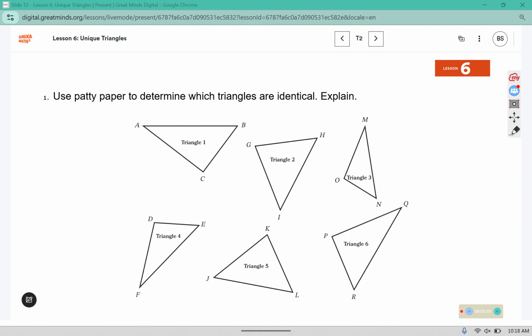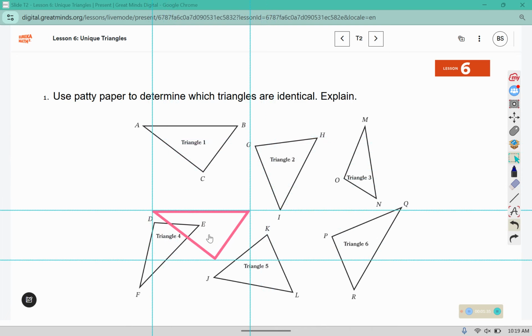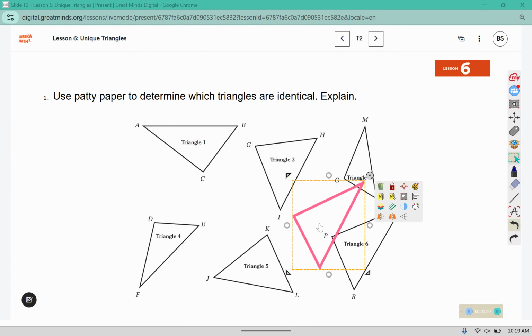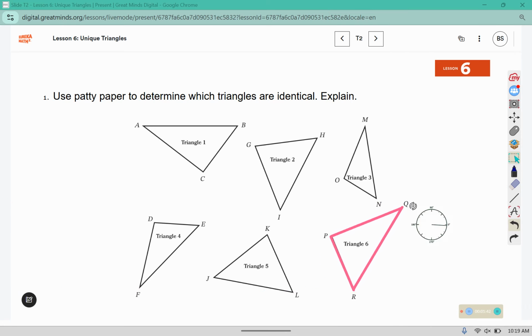Use patty paper or some kind of tracing paper to determine which triangles are identical and explain. So I'm going to trace over these as best I can, and then we'll move them around to see if we can get them to match up with other triangles on the same section. So I've traced triangle 1, and it appears that triangle 6 might be the same. Yeah, so if I rotate it, triangle 1 and triangle 6 are the same.